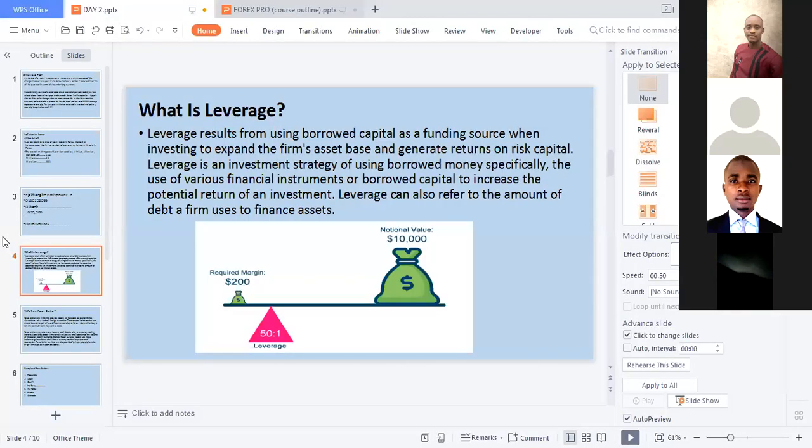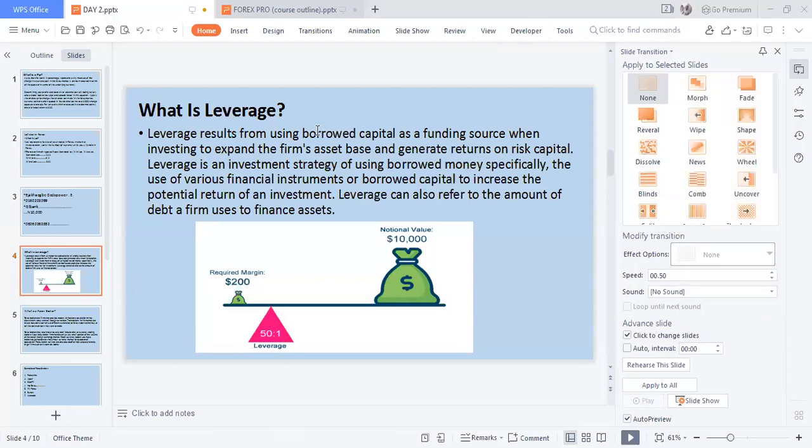The next phase is leverage. Leverage results from using borrowed capital as a funding source when investing to expand the firm's asset base and generate returns on risk capital. Leverage is an investment strategy of using borrowed money specifically. Now, I don't want to say much because I'll still share this PDF.